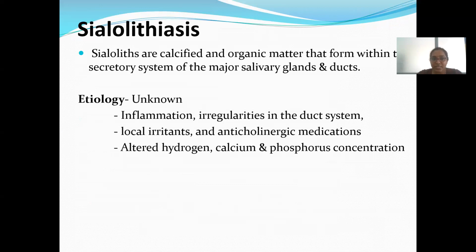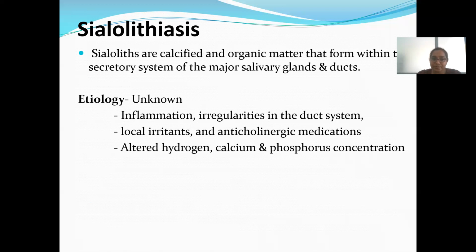Sialolithiasis means sialolith, which is nothing but a salivary stone. It is similar to the kidney stone or pancreatic stone. It's a collection of organic matter which gets calcified over a period of time. Initially it will be organic matter, then it gets calcified. This sialolith can be present within the major salivary gland, or within the secretory system of the salivary glands, that is your salivary ducts. Usually sialolithiasis is seen in the major salivary glands. Sometimes it can even be seen in your minor salivary ducts or glands.